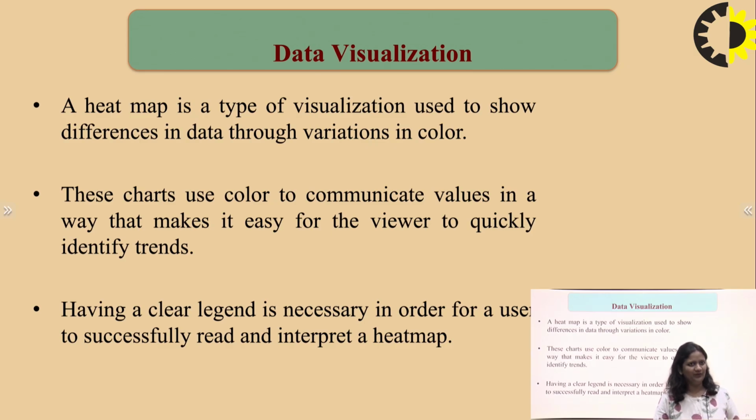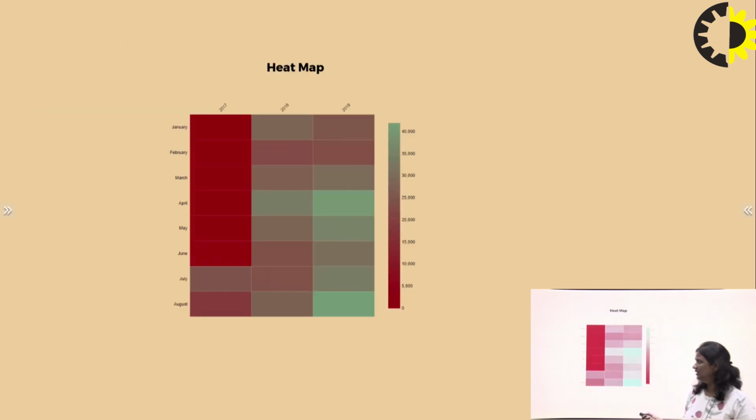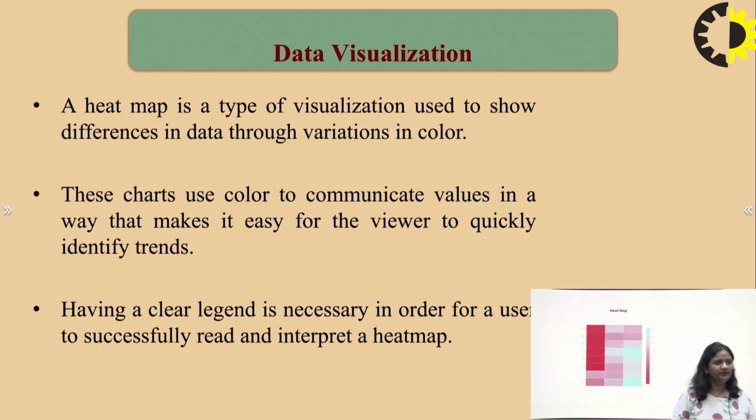Point to be noted: a heat map shows the differences in data through the variation in color. There are so many colors in this heat map, variations in color, such as dark, pink, blue and so on.